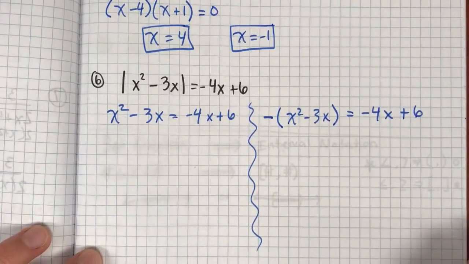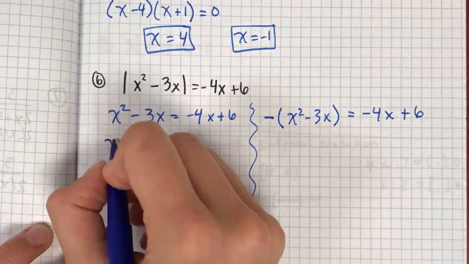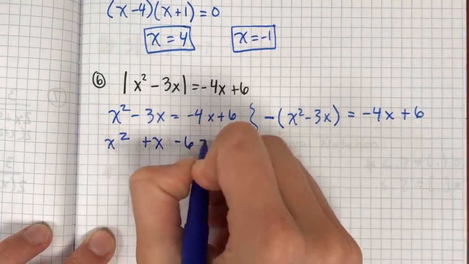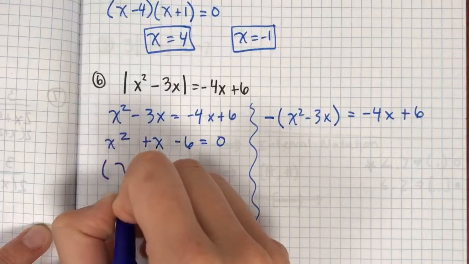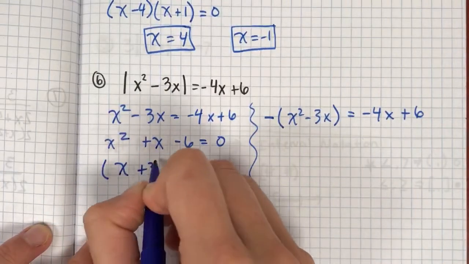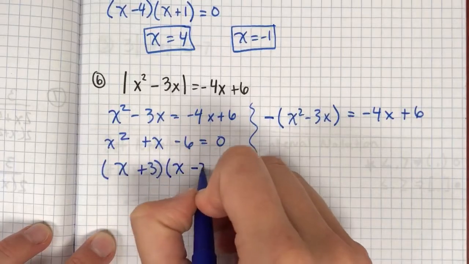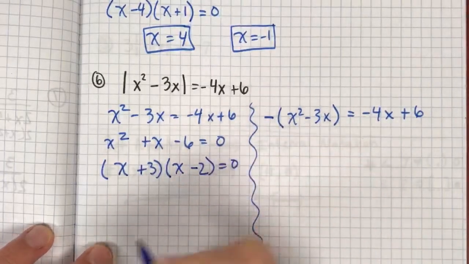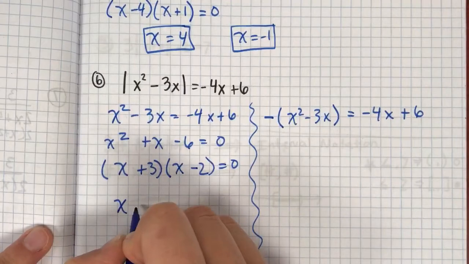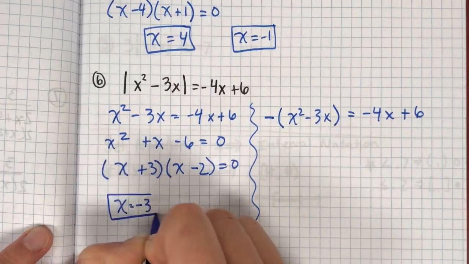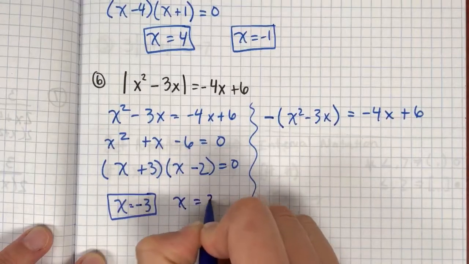All right, so now we can go ahead and solve. Get everything to one side. We've got a quadratic. Okay, hopefully we're good and well practiced at factoring, so we can do some quick factoring. And over here we've got x equals negative 3 and x equals positive 2.